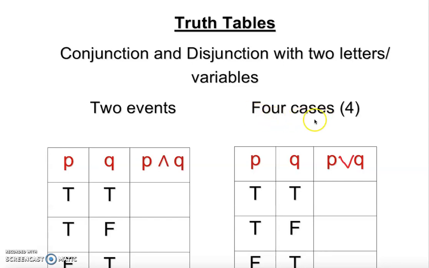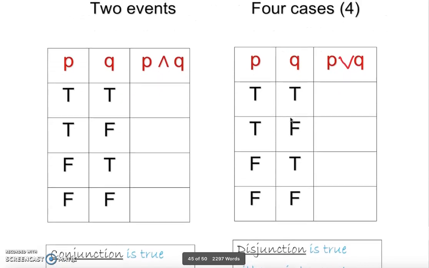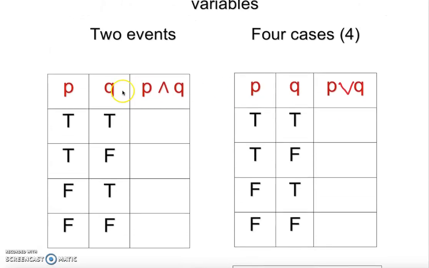Now, if you have four cases, we are going to have this combination here. These are the four cases: true true, true false, false true, false false. In an earlier video we learned how to construct the base. The base for two letters is always going to be like that, four cases. Now we are being asked to find the conjunction, and then another example, the disjunction.